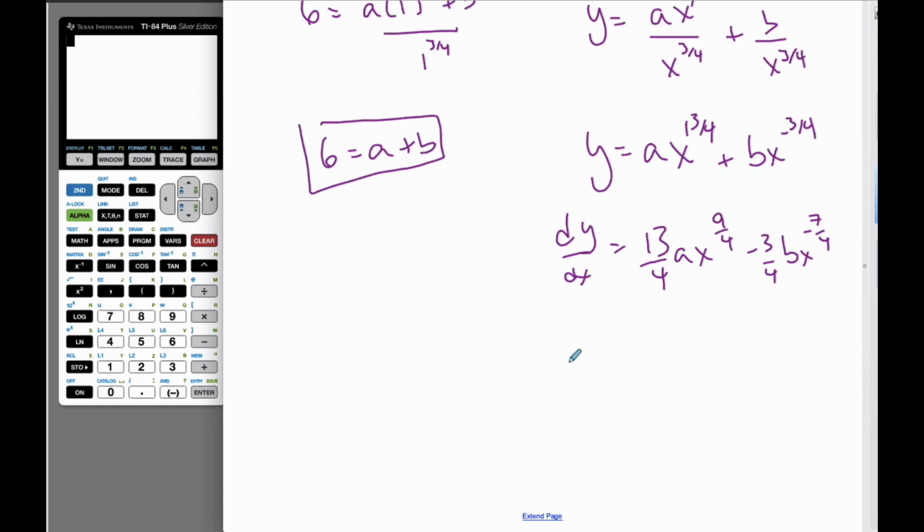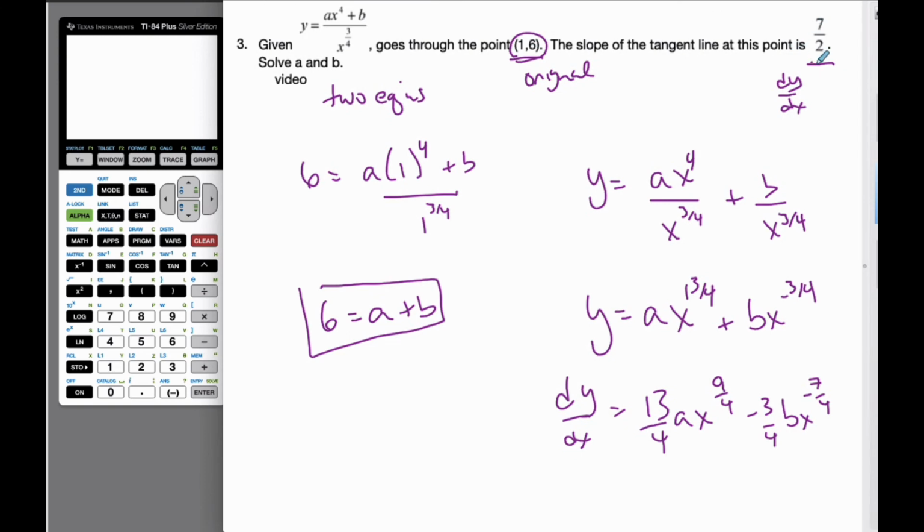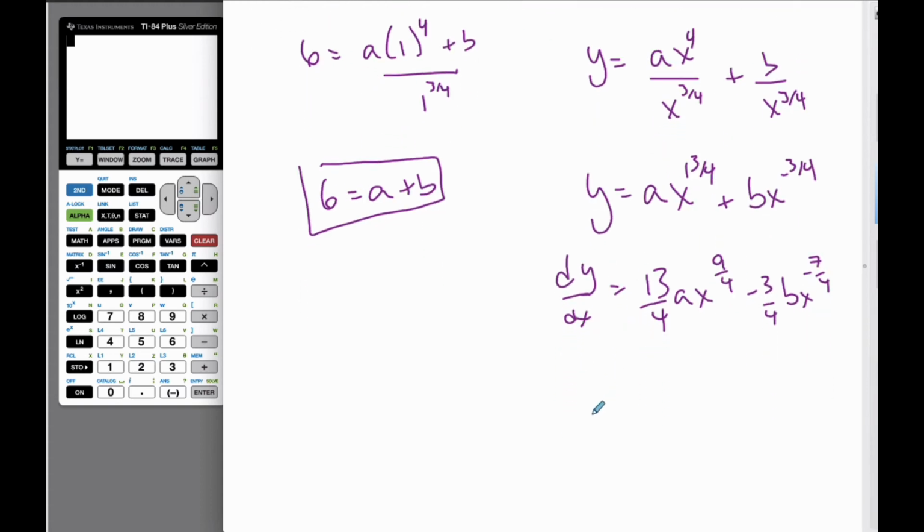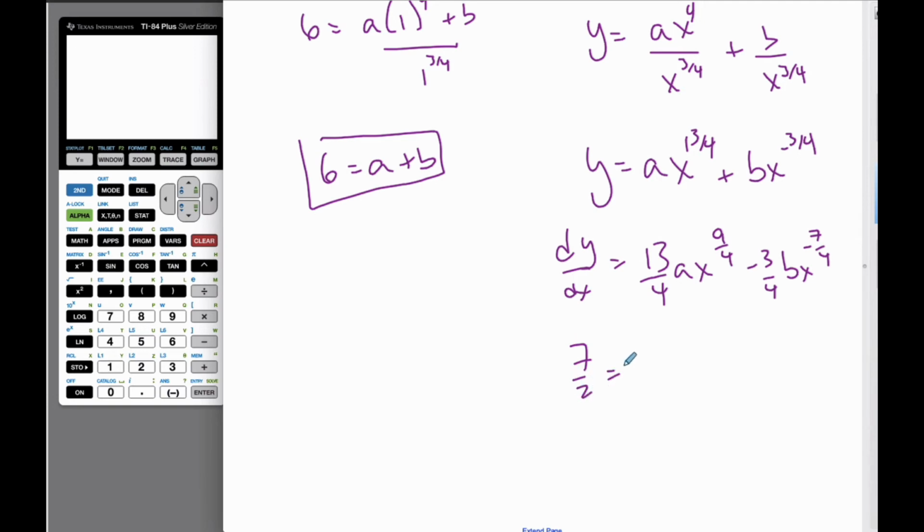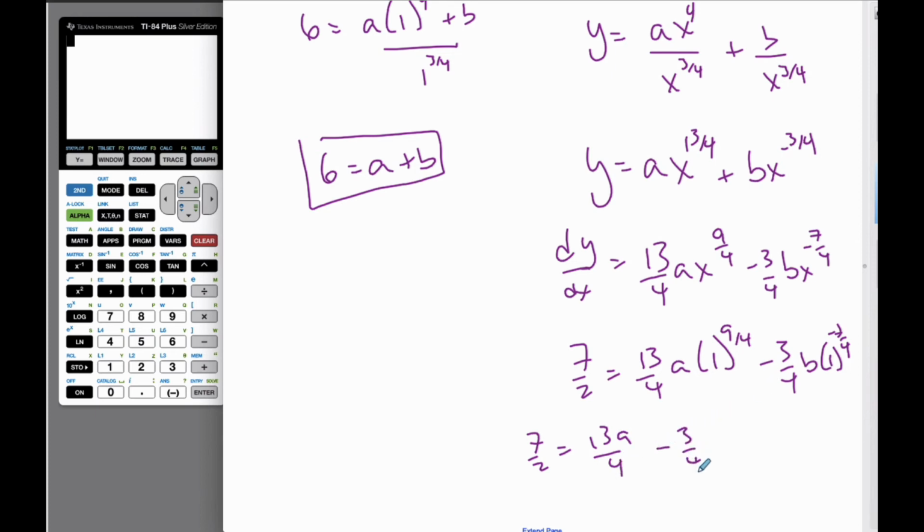And so now I have to recognize that my slope is 7/2 at this point. So the x value is equal to 1, and my derivative is 7/2. So I get 7/2 is equal to 13/4 a times 1 to the 9/4 minus 3/4 b times 1 to the negative 7/4, which is simply 1. Well, that's going to be 13a/4 minus 3/4 b.